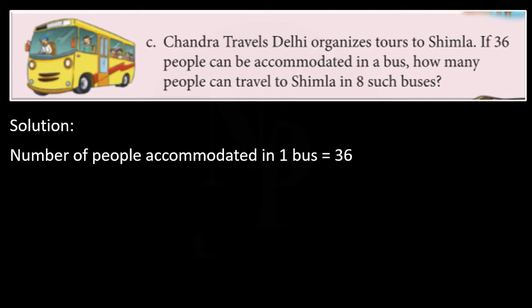Solution. Number of people accommodated in one bus is equal to 36. It is given in the question.